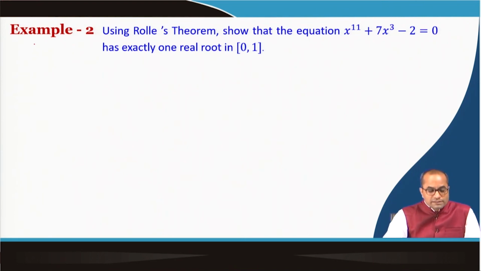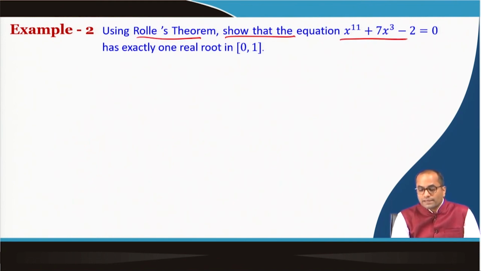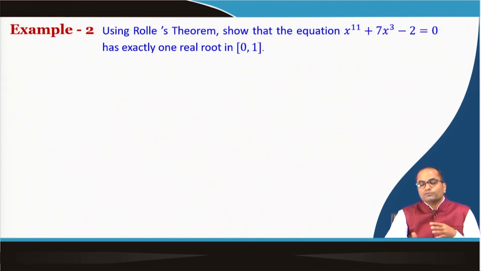Now, coming to the next example: using Rolle's theorem, show that the equation x to the 11 plus 7 x cube minus 2 equal to 0 has exactly one real root in 0 to 1. Of course, there could be other ways also to show that this equation has exactly one real root in the interval 0 to 1, but here we will use Rolle's theorem.